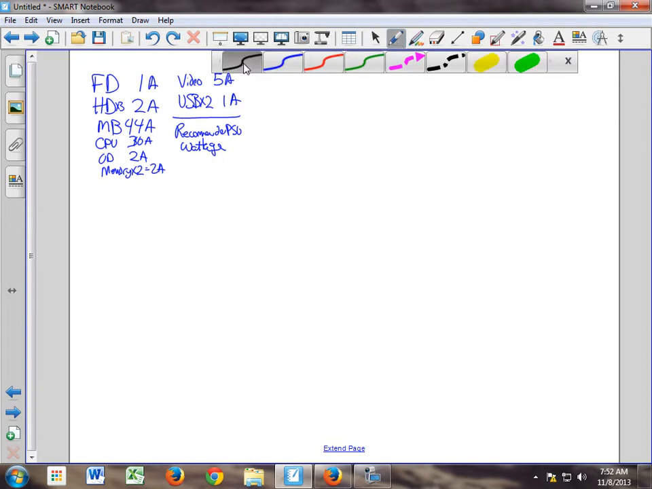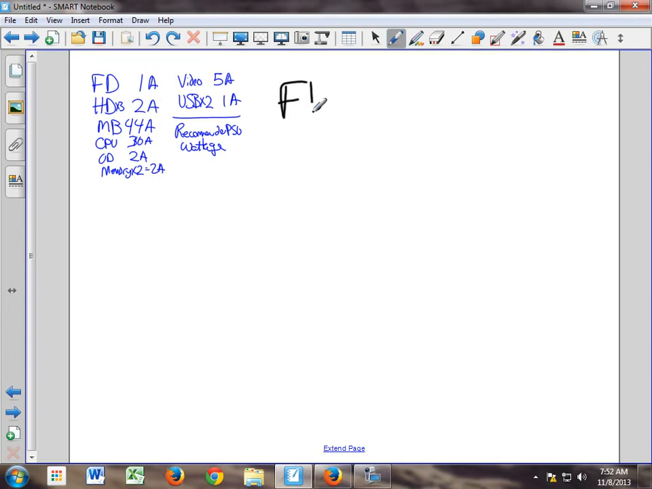The floppy drive. Let's go through the components. Floppy drive's pulling how many watts? 5. Okay, 5, because 1 times 5 is 5. Our hard drives are pulling how many watts? 36. Okay, we got 3, so 6 times 12.